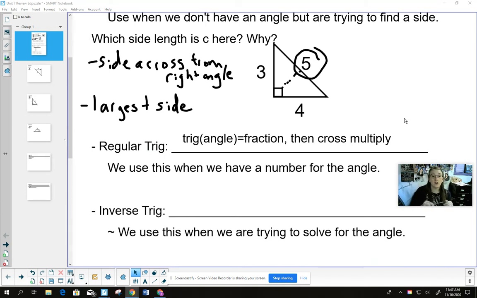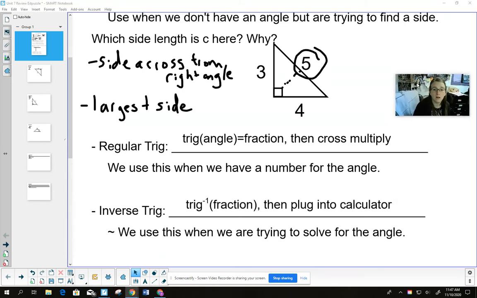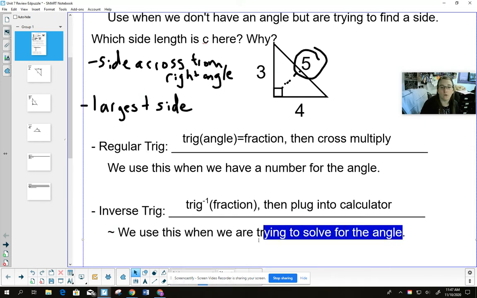So again, we have to cross multiply, and then we might have to do something else. Don't forget, guys, it's not always, oh, just go straight to the calculator. No. After you cross multiply, you have to get the x, the thing we're looking for, by itself. So that might be another step. So look over your notes, look over all the problems you did. They're not all done the same, so be careful. Now again, we use this when we have a number given to us for the angle. Guaranteed, if you see an angle number, if it says 20 degrees, 5 degrees, whatever, guaranteed regular trig.